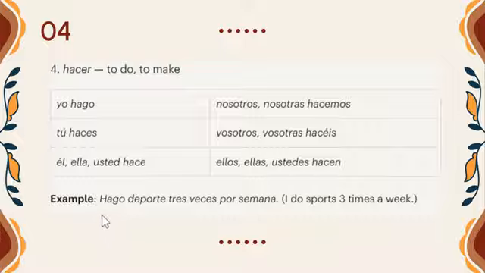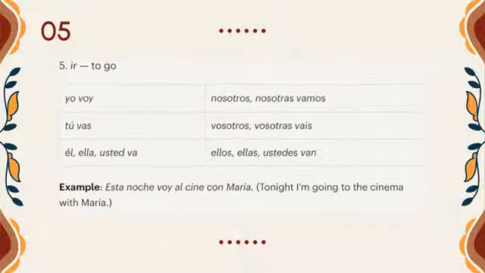So the example that they use here is "Hago deporte 3 veces por semana," right? I do sports 3 times a week. Excuse the accent, I apologize. I'm not a native Spanish speaker. But, as you can see, once again, it's irregular. Spanish loves their irregular verbs.